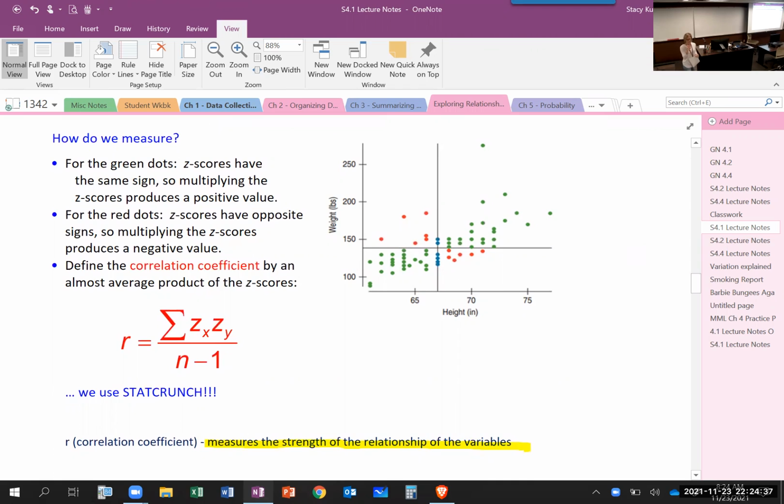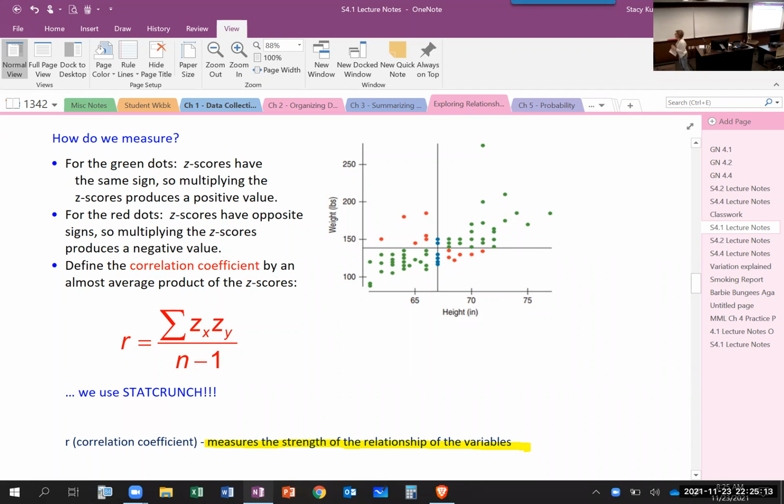Little r, lowercase r, is called our correlation coefficient, or just r. We've been using the correlation coefficient. It first showed up for us when we were doing the test for normalcy in chapter 7, but now we're going to define what it is. R is defined by taking the sum of the z-scores of your x variable times the z-scores of your y variable and dividing it by the degrees of freedom, in essence.